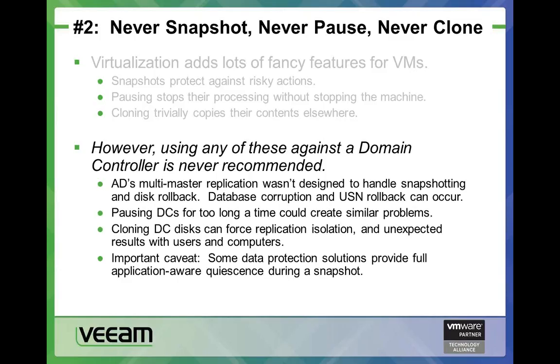And the important caveat here is that sometimes the term snapshot has multiple meanings. Depending on which vendor you may work with, the term snapshot may have a different meaning, and it may be a different process that's being done by that vendor. So the snapshotting that Microsoft recognizes in Hyper-V, or that VMware recognizes in vSphere, may be different than the snapshotting you would get from your data protection solution or your backup solution. The important caveat here is some data protection solutions will provide full application-aware quiescence during a snapshot, which means never snapshot unless your data protection solution tells you that you can. So very important caution here with number 2.